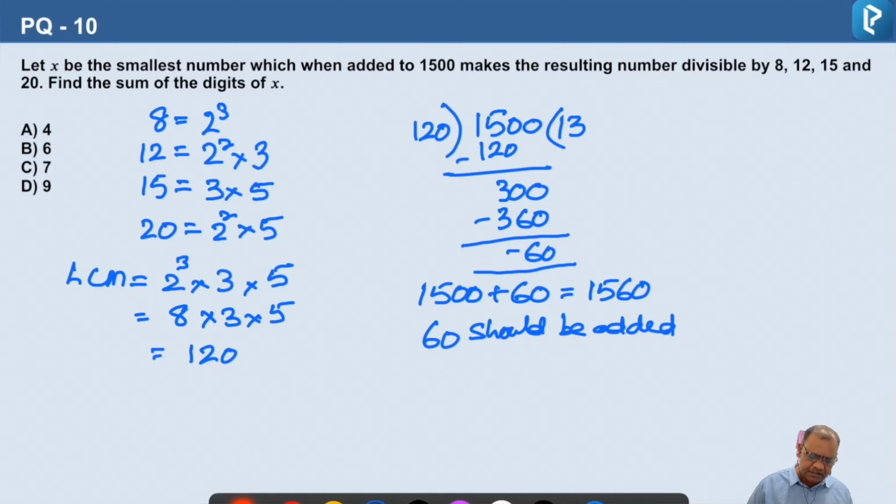So the question is, what is the sum of the digits of 60? Sum of the digits, 6 plus 0 is 6. The answer is 6. Sum of the digits is 6. Answer is option B.